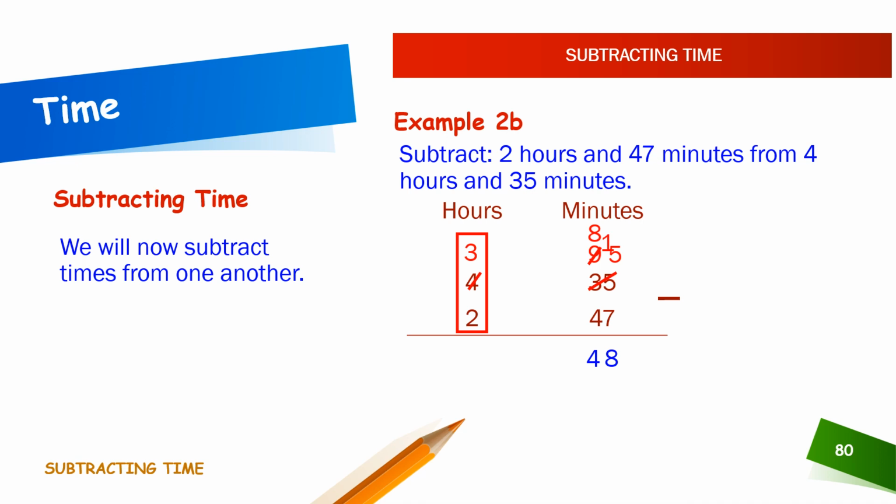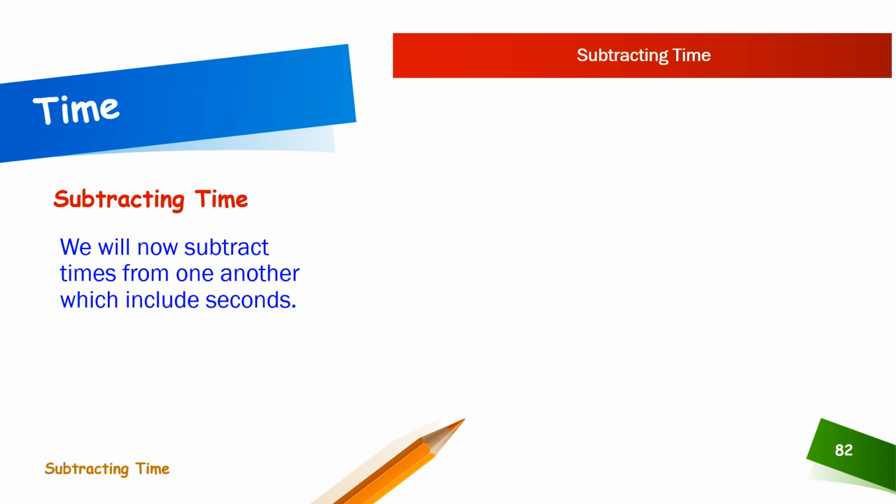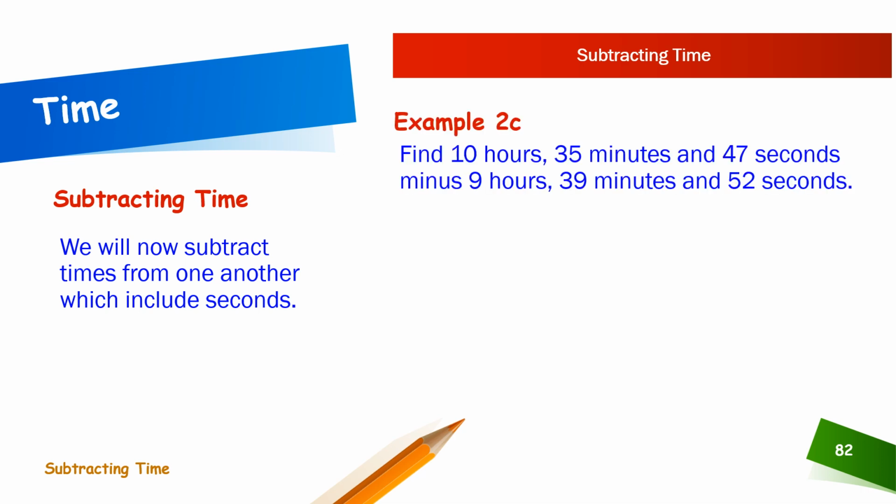Now we can subtract the hours. 3 minus 2 gives 1. So 4 hours and 35 minutes minus 2 hours and 47 minutes is 1 hour and 48 minutes. We will now consider another example which involves seconds. Let's try subtracting 9 hours 39 minutes and 52 seconds from 10 hours 35 minutes and 47 seconds.